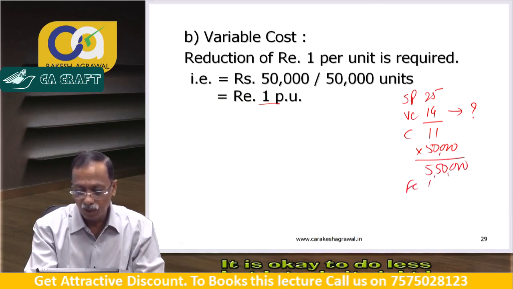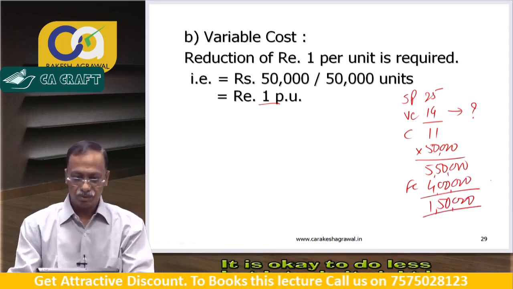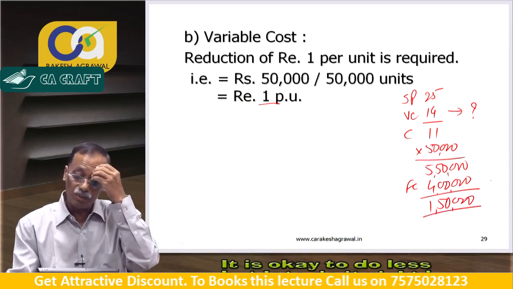minus fixed cost is 4 lakh. Fixed cost will remain the original, which is given. You can achieve a target profit of 1,50,000. You can cross check the answer on your own. So just reduce the variable cost by rupee 1 per unit and you can achieve it.